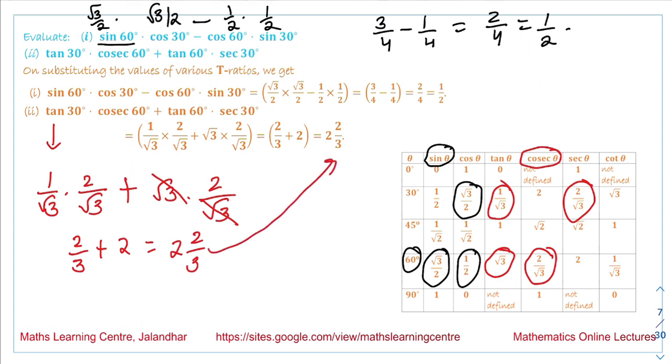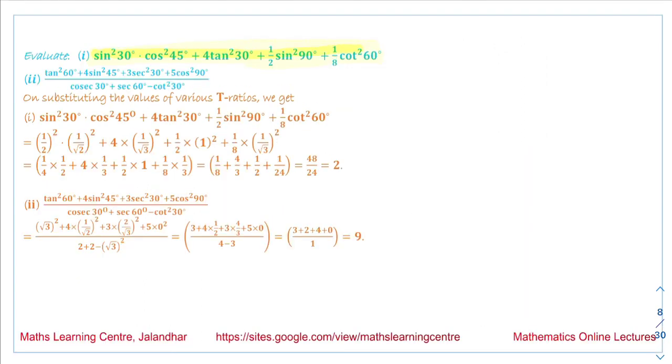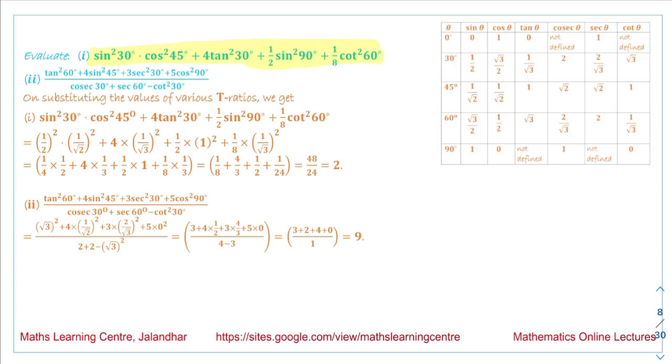So in these types of questions we just have to write this table, put the values and you will get the answer. Now next we have this question. We have to evaluate this value. So again, the first thing we have to do is look at what we require: the values of sine 30 and cos 45. For this purpose we write the table, and we know how to write these values.